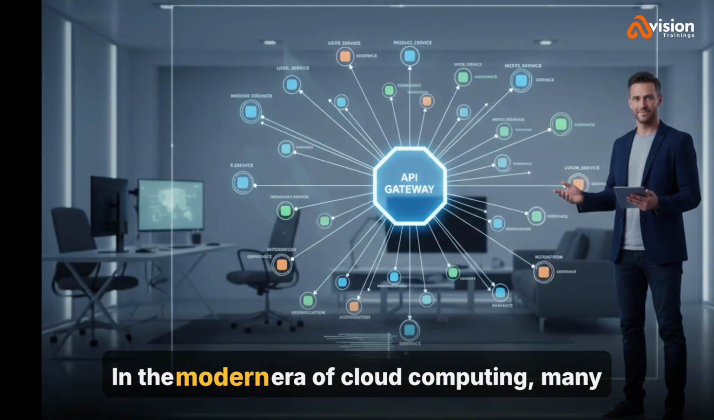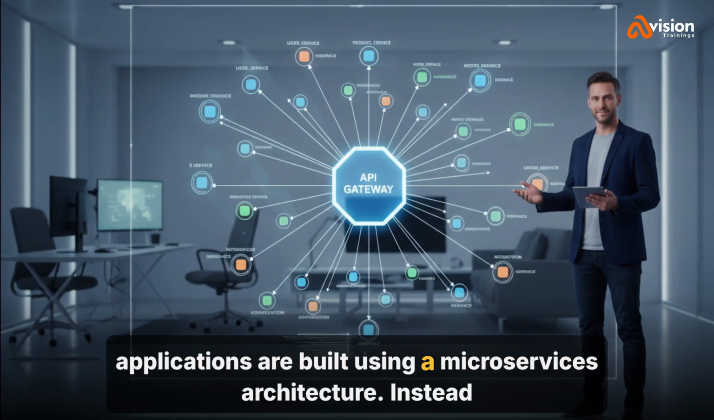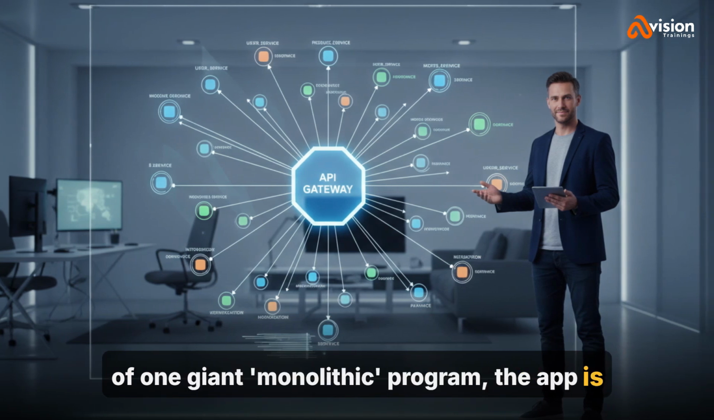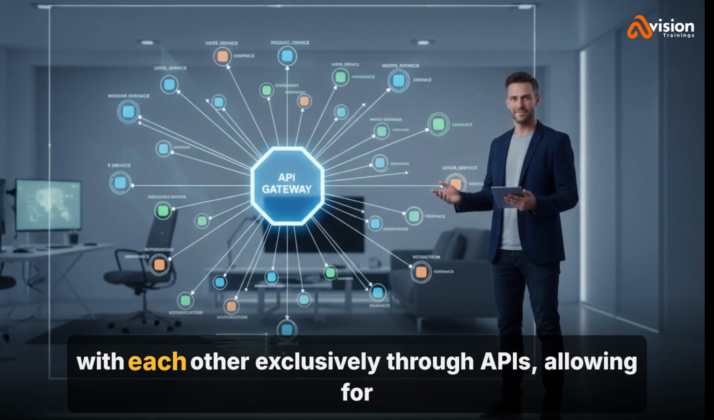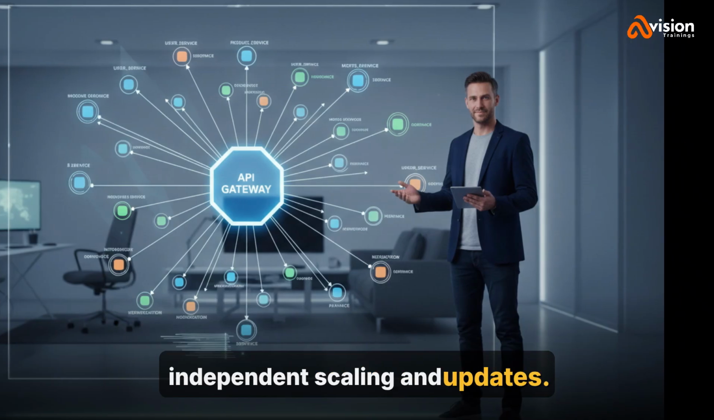In the modern era of cloud computing, many applications are built using a microservices architecture. Instead of one giant monolithic program, the app is broken into small, independent services. These services communicate with each other exclusively through APIs, allowing for independent scaling and updates.